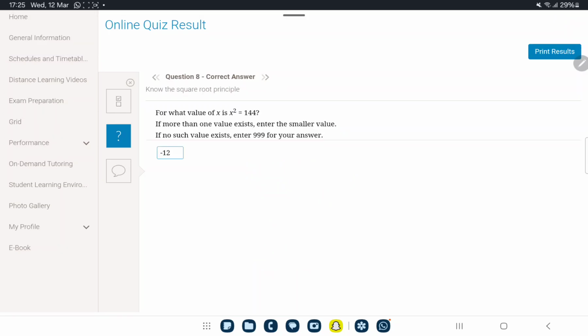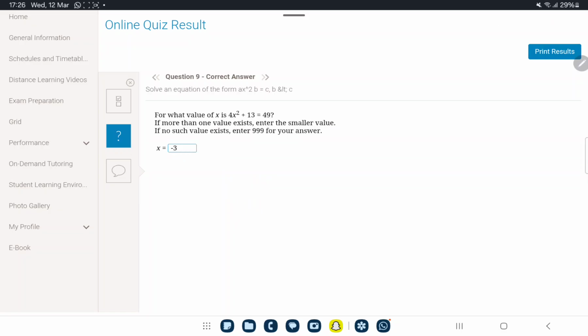What is the smaller value of x if x squared equals 144? We know x squared equals 144. You square root both sides. When you square root the other side, it's plus minus. x equals plus minus the square root of 144, so 12. Plus minus 12. They want the smaller value, so x equals minus 12.